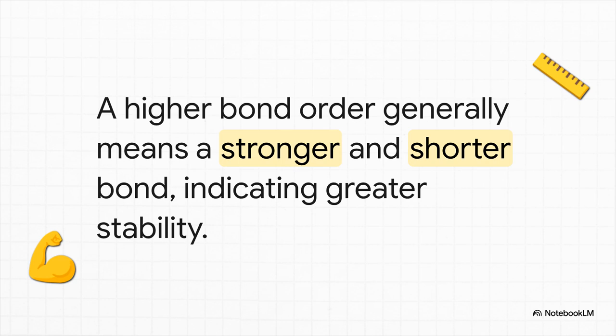So why do we even care about this number? Well, because bond order tells us about real physical things. As you can see here, a higher bond order usually means the bond is way stronger, which pulls the atoms closer together, making the bond shorter. It's actually a super powerful way to predict how stable a molecule is.